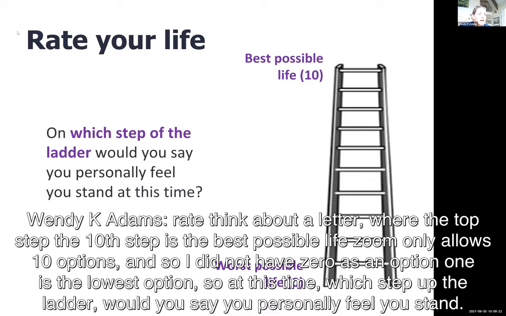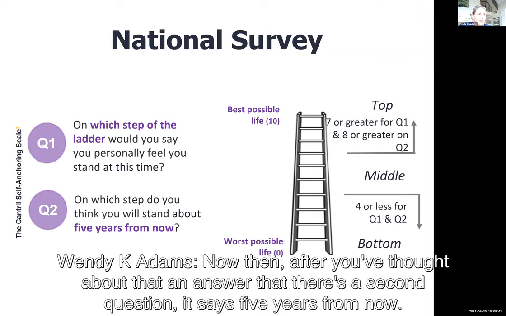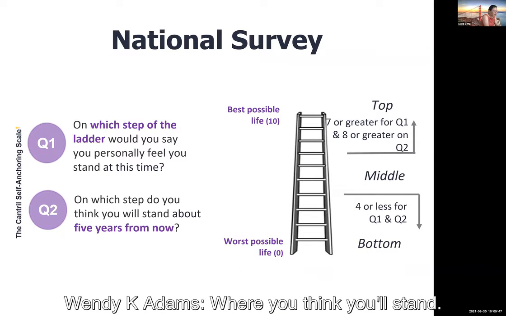think about a ladder where the top step, the 10th step, is the best possible life. Zoom only allows 10 options, and so I did not have zero as an option. One is the lowest option. So at this time, which step of the ladder would you say you personally feel you stand? And then after you've thought about that and answered that, there's a second question that says, 5 years from now, where do you think you'll stand?